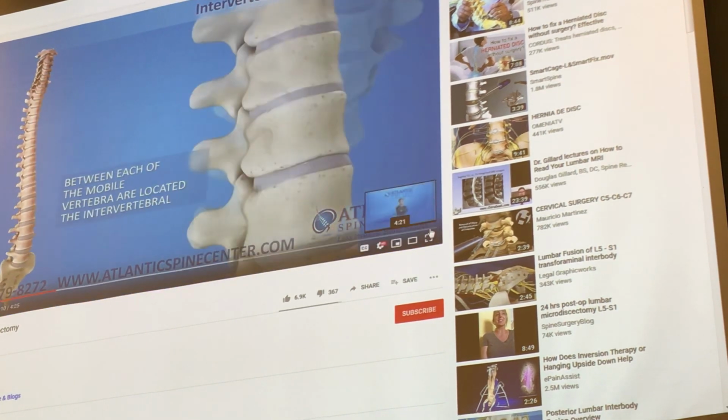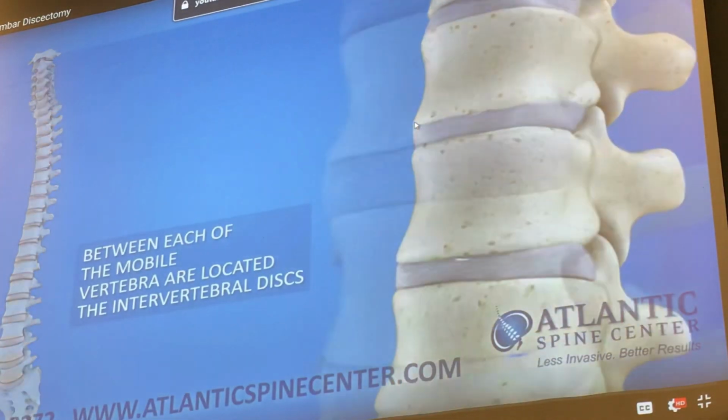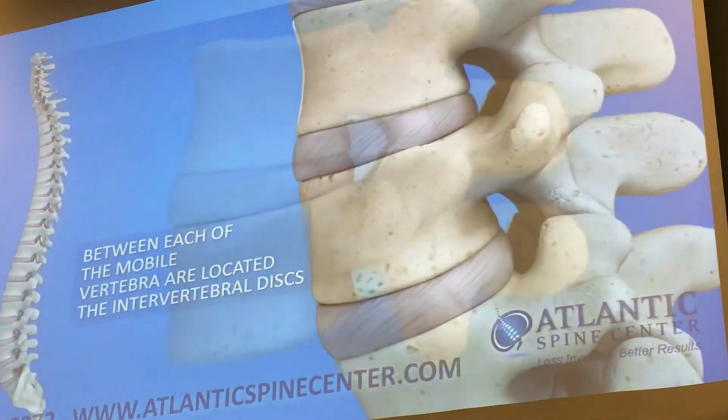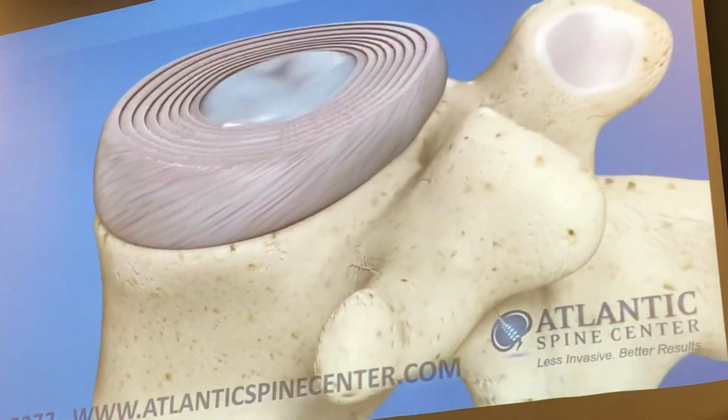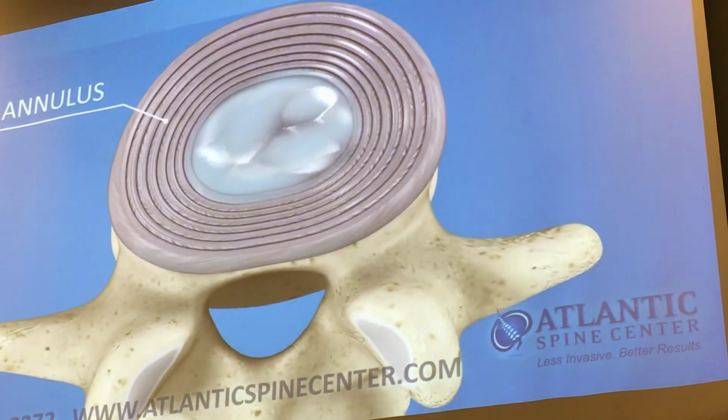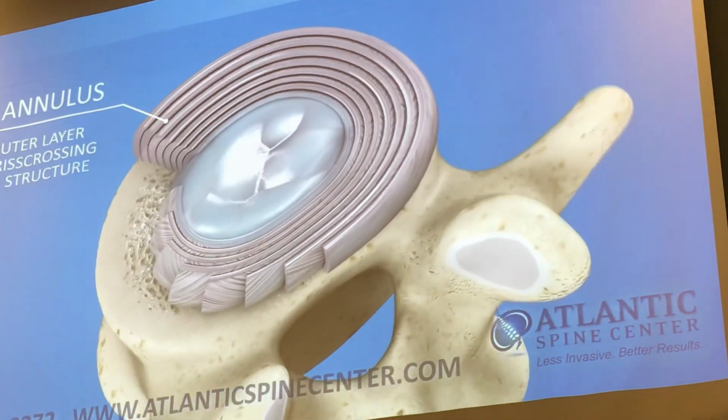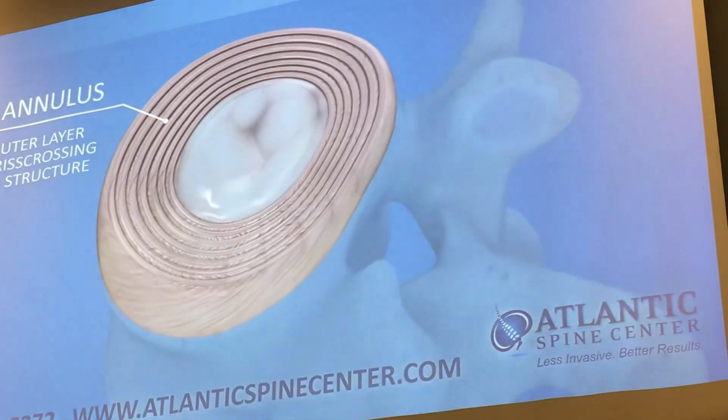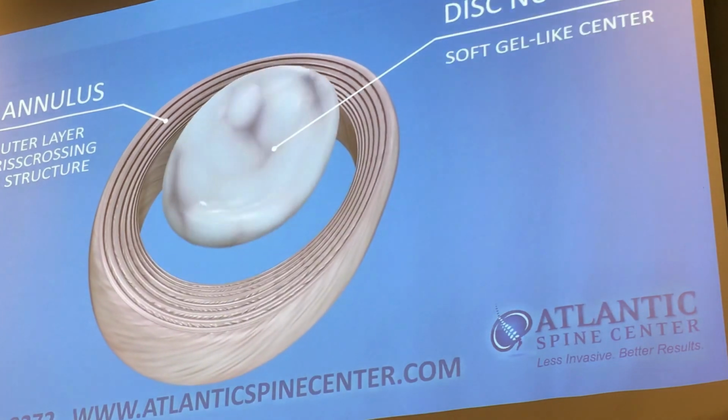Between each of the movable vertebrae is located the intervertebral disc. Intervertebral discs consist of a thick outer layer with a crisscrossing fibrous structure, the annulus, that surrounds the soft gel-like center, the nucleus.